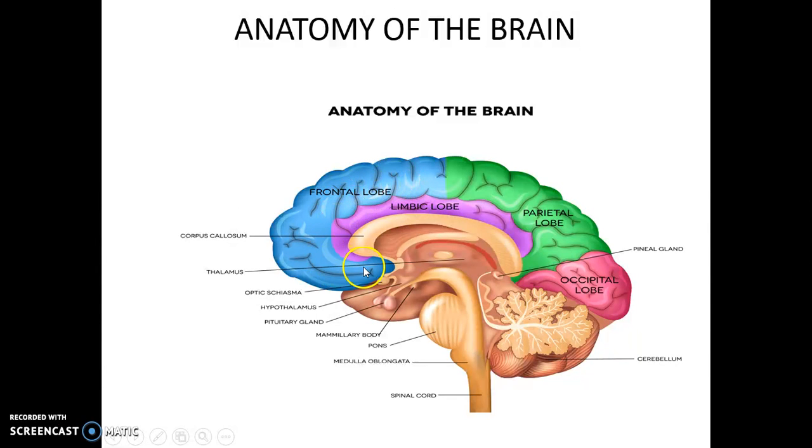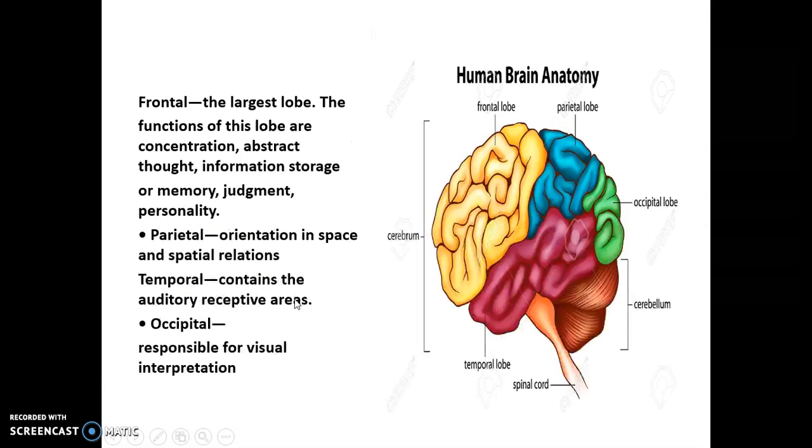This lobe is called the frontal lobe, the front side of the brain. Then the parietal lobe is there. Then here is the occipital lobe. Then here will be the temporal lobe. So there are different lobes you can see: frontal lobe, parietal lobe, occipital lobe, then temporal lobe. So there are different lobes in the cerebrum. Together we can call it the cerebrum, and the cerebrum has different lobes.